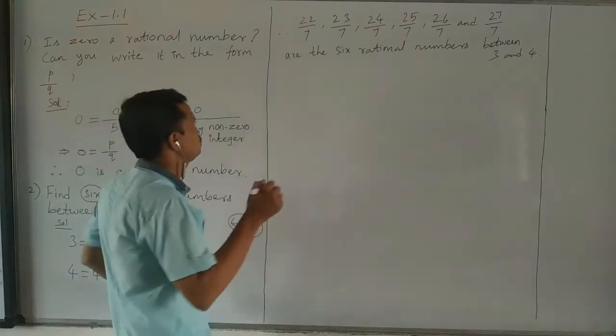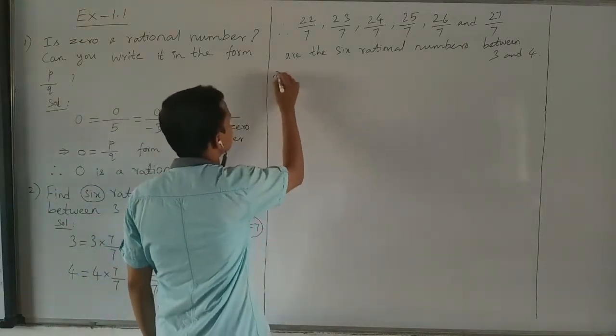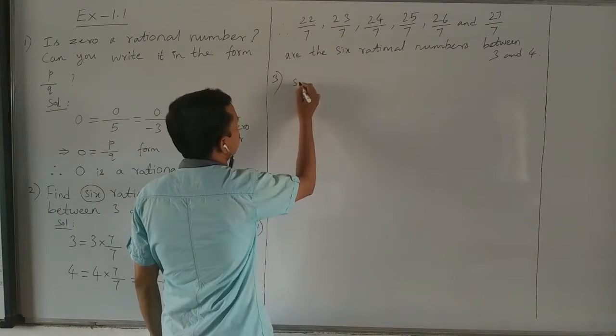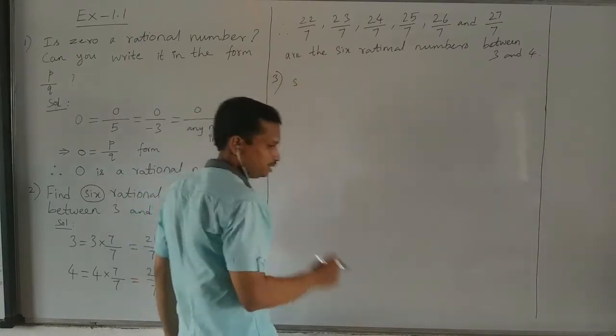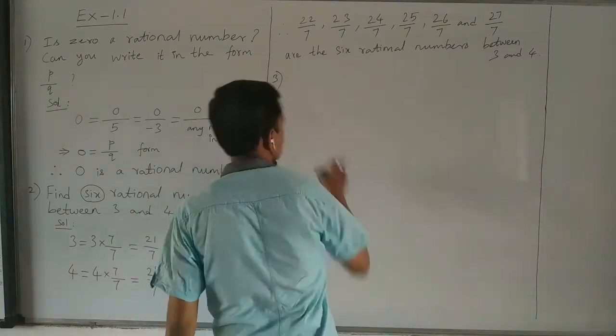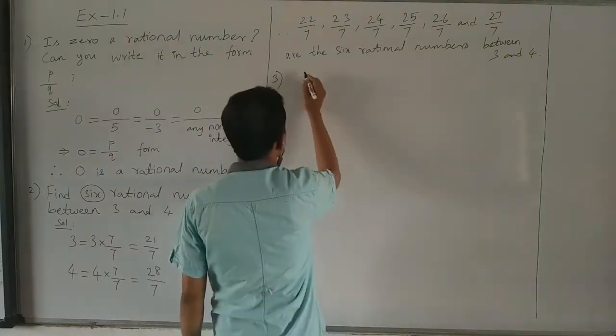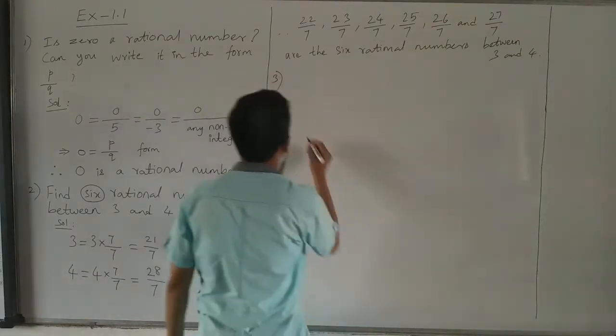And now coming to question 3. The solution part, I am writing. The first one we are asking is 5 rational numbers.